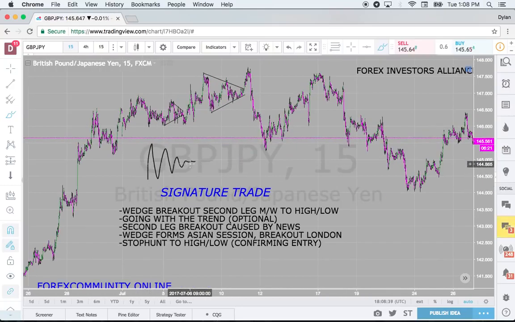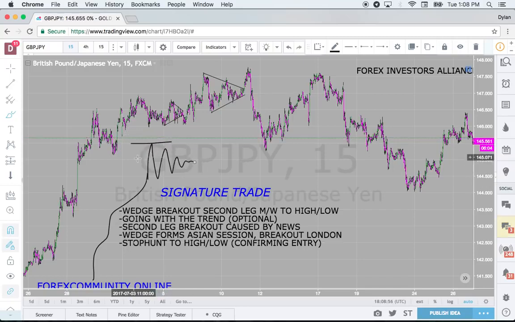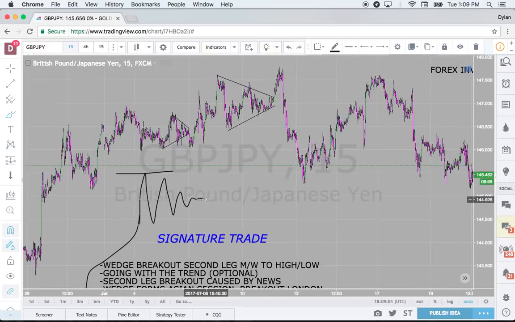So basically what we are looking for is the wedge formation at either the high of the day or the low of the day. Now let's say this is a wedge formation at the high of the day. What we're going to be looking for after we see the wedge is the tip of the wedge to break out to the high, and then stop hunt that high, trap orders up here, and then drop, creating that M formation.